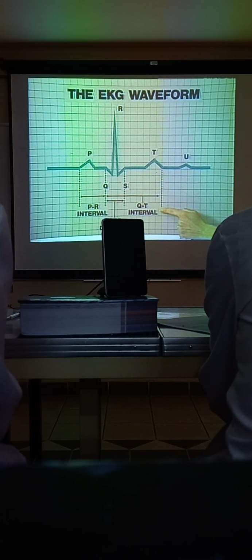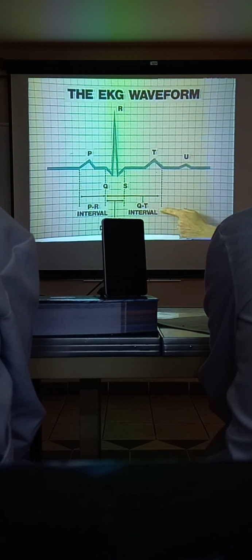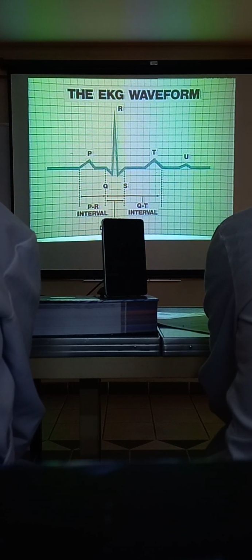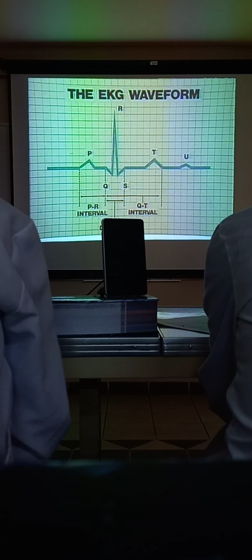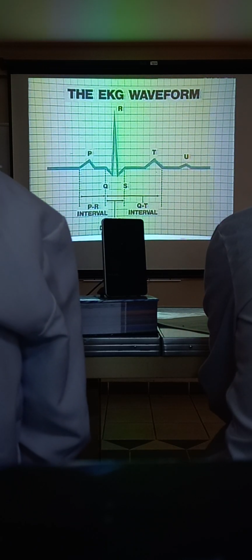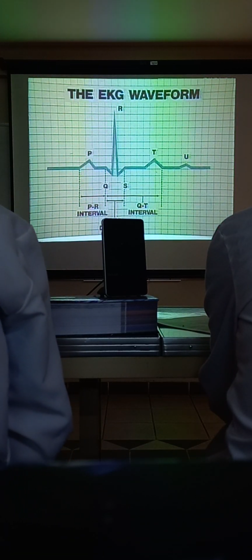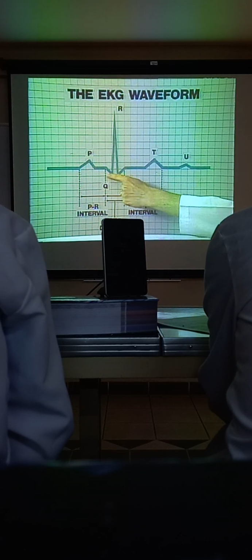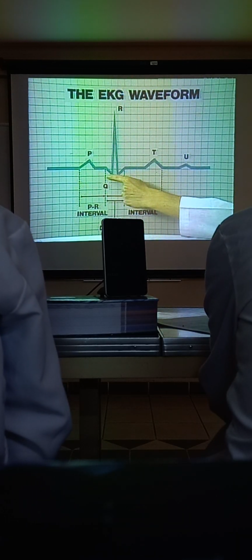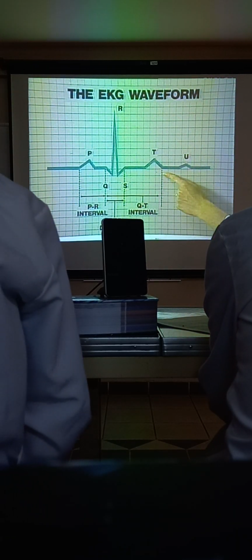The QT interval is an important measure of ventricular activity because it may be affected by certain types of medications, and when prolonged, may indicate a predisposition to significant heart rhythm disturbances. It starts with the Q wave and ends at the end of the T wave.